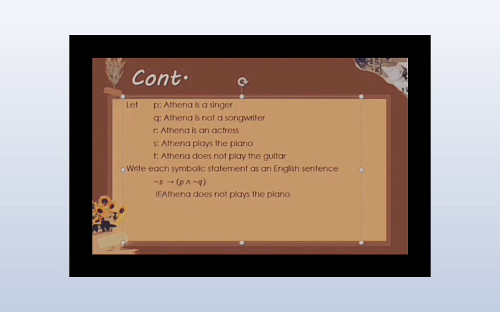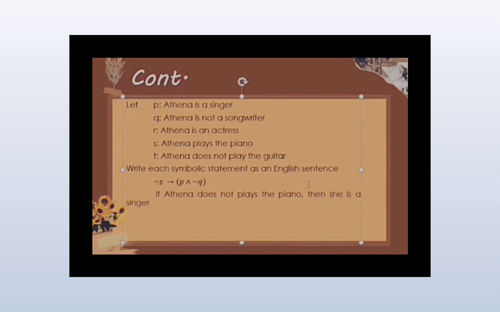We'll start with F since it is F then connectives. We use F then connectives. So, comma, then we have our P. We let P as Athena is a singer, therefore, then she is a singer.